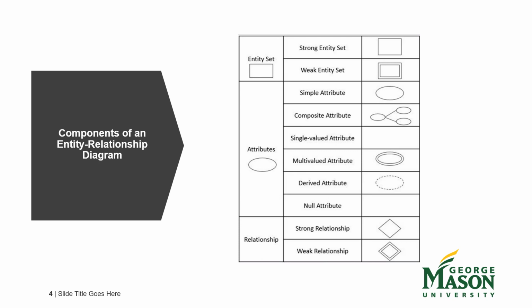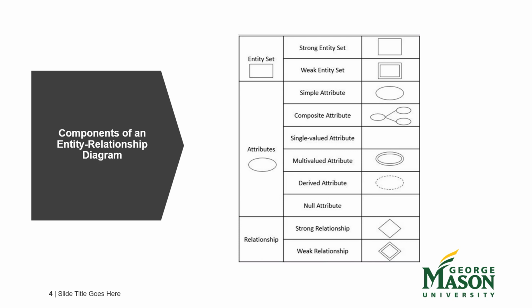Derived attribute is an attribute that is calculated based on other attributes. For example, in an employee database, the attribute age can be derived from the attribute date of birth. Null attribute. Null attribute is an attribute that has no value or has not been assigned a value for a particular instance for an entity. Example, middle name.